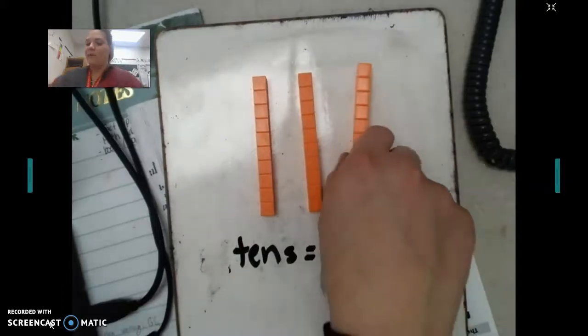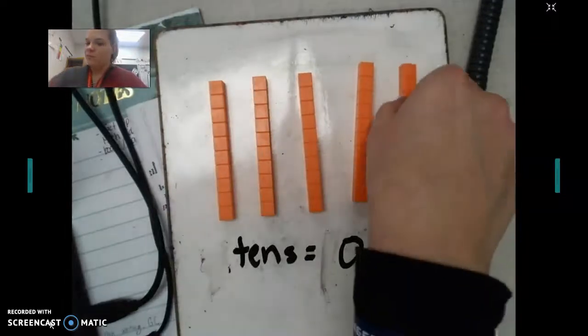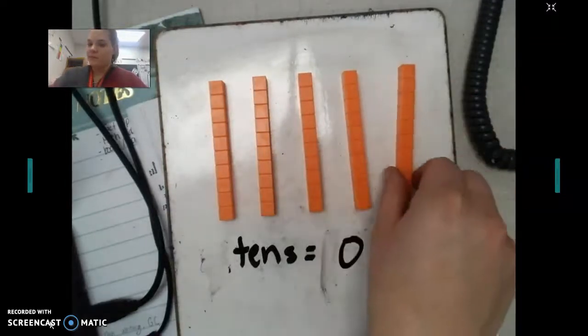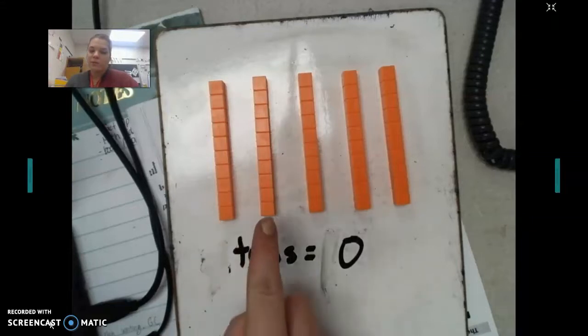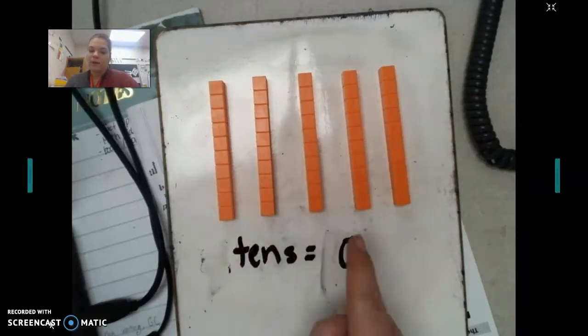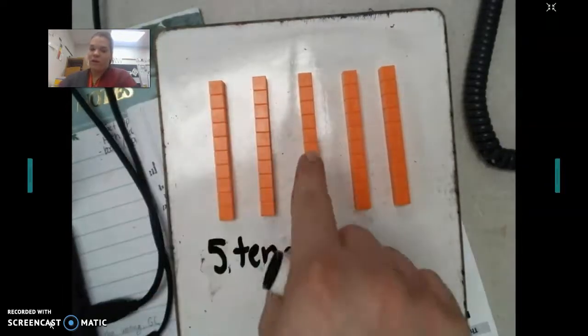If I put out this many, just think for a second, how many groups of 10 do you see? 1, 2, 3, 4, 5. That is 5 groups of 10.